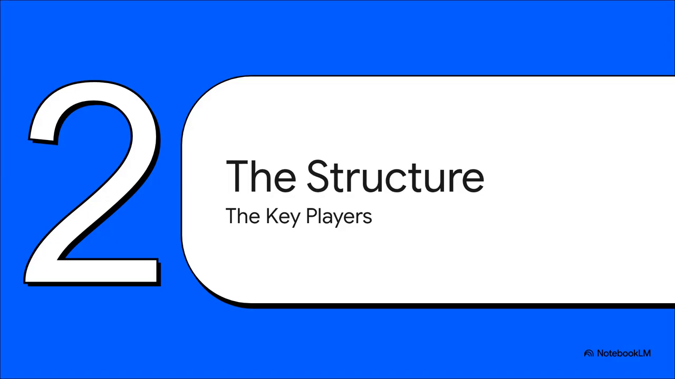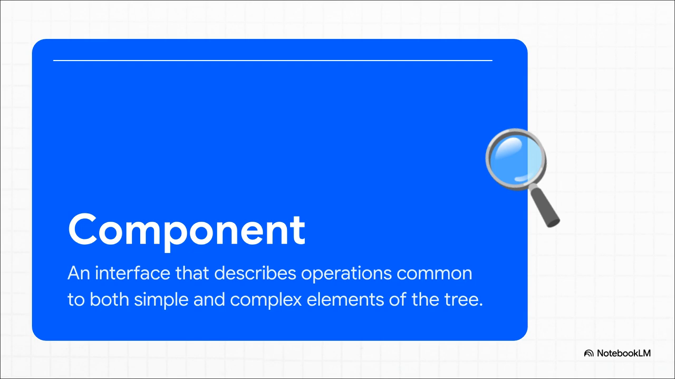So how does this actually work under the hood? Well, the pattern really relies on three key players that all have to work together perfectly. Everything, and I mean everything, starts with the component. You can think of this as the rulebook. It's an interface that lays out all the common operations for everything in the tree. So in our ordering system example, it would define a method like getPrice. This ensures every single object, big or small, knows how to respond when you ask it for its price.